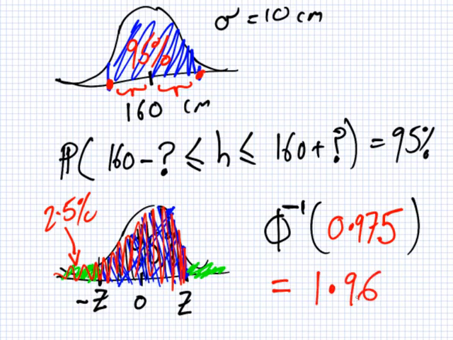0.975. Anywhere on the table. 1.9. Yes, 1.96. Where's the 6 from?